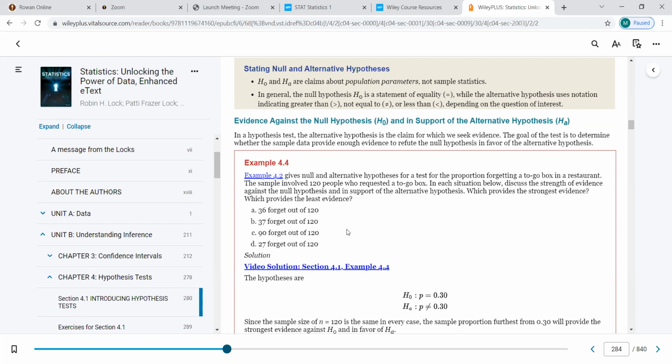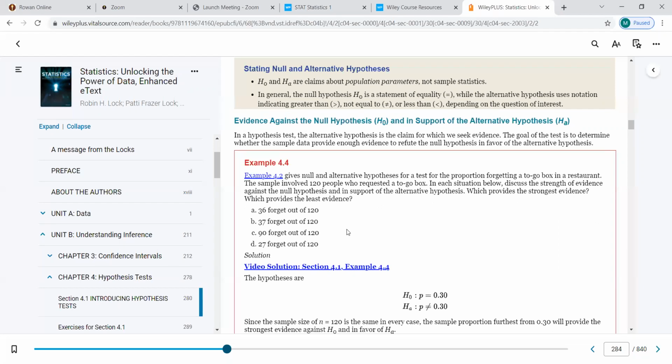C. I'm sorry, say it again. C. Very good. Because C, 90 out of 120, I believe, is 75%, isn't it? That's the biggest number out of those 4 samples. The proportion is 90 divided by 120, which is 0.75. That is certainly much, much bigger than 0.3.